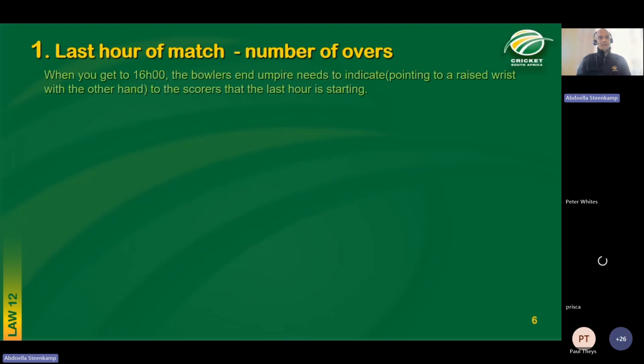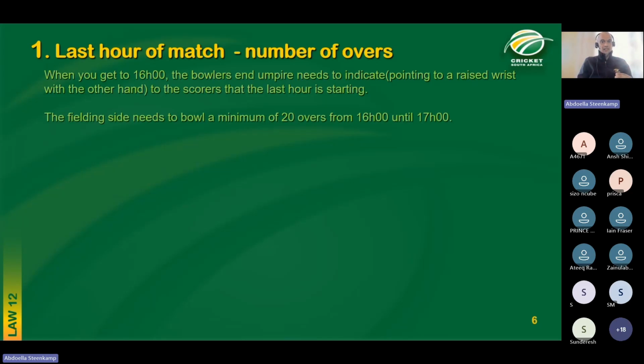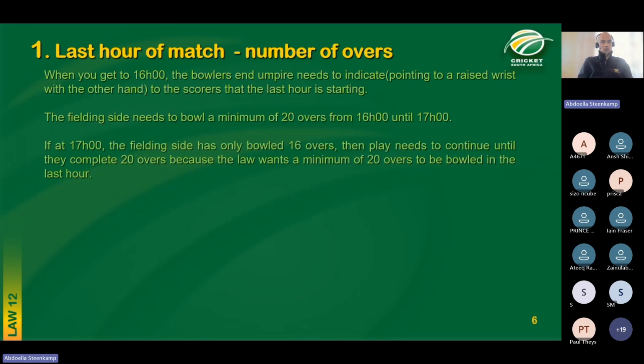So what will practically happen? When we get to 4 o'clock, the bowler's end umpire will indicate to the scorers and to the players, by pointing to a raised wrist with the other hand, that the last hour is now going to start. So now the fielding side needs to bowl a minimum of 20 overs in this last hour. So from 4 till 5 o'clock, the law wants 20 overs to be bowled.